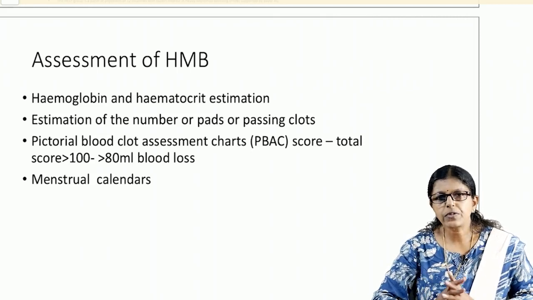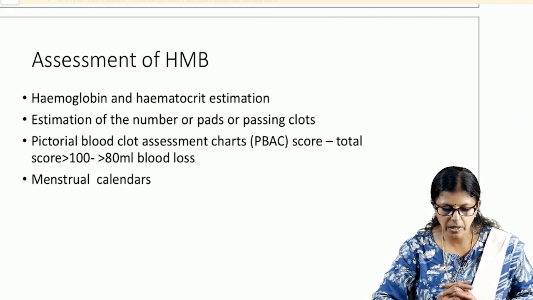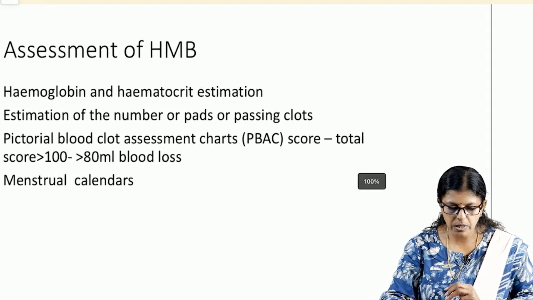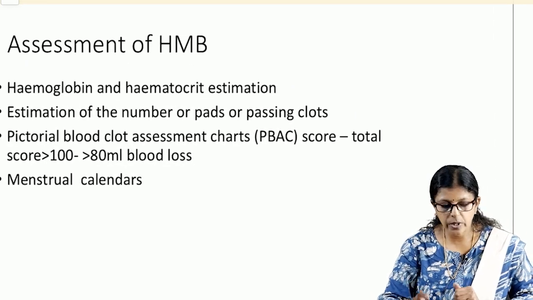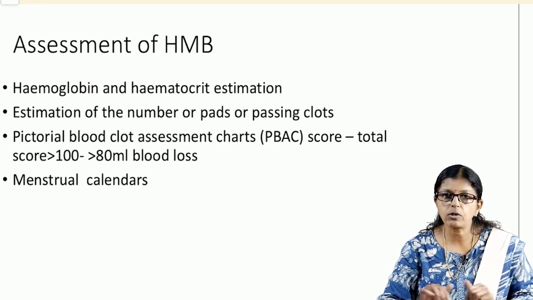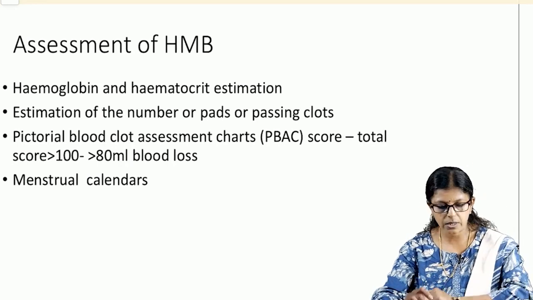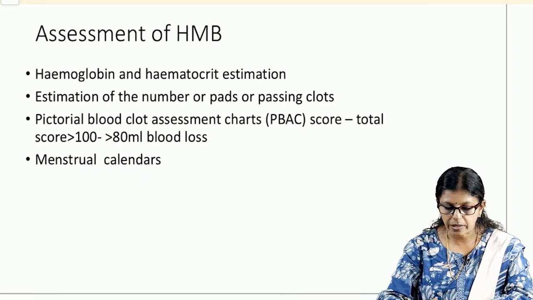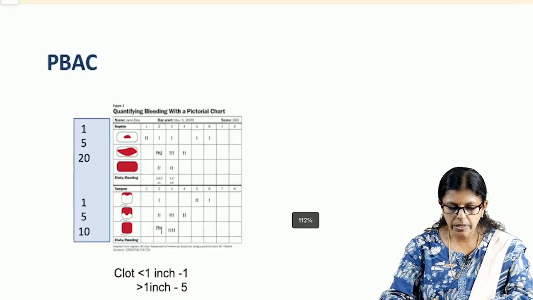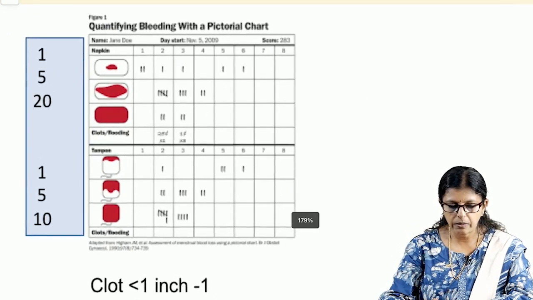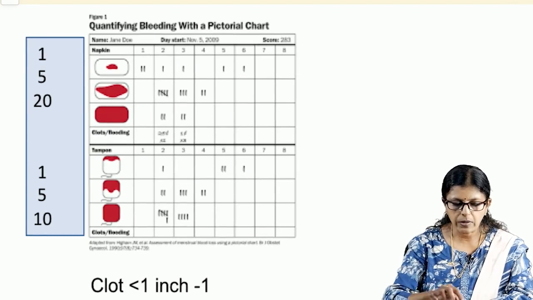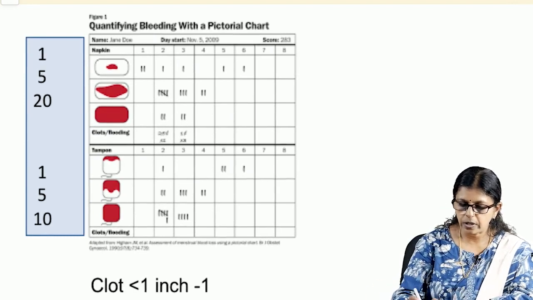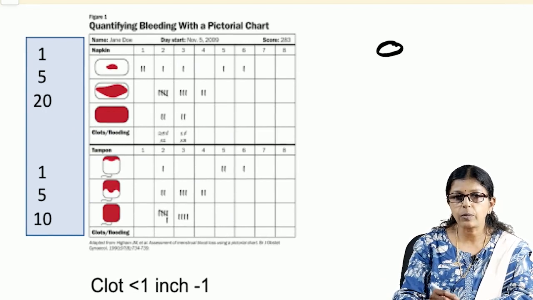There are various methods of assessing what is a heavy menstrual bleeding. Either you can use the number of pads or the passing clots, you can use a hemoglobin estimation, or you can use pictorial blood loss charts that you have, and you can use menstrual calendars as well. Okay. So there are charts like this which quantify the bleeding. Like on day 1, you find out how much, you have this chart, you give it to them and they can score it.